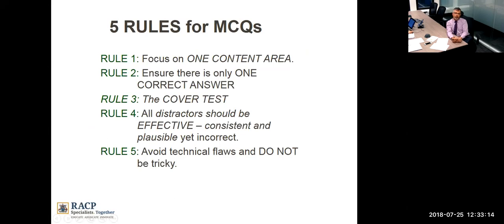Now, I mentioned before the 5 rules of multiple choice. I've created these, so what you can do is keep in your mind these 5 primary rules as opposed to a whole bunch of different things. I'm going to go over them one by one. The first rule is to focus on one content area, balancing and making sure that your questions are focused and you have an idea of what you're trying to assess. Number 2 is to make sure there's one correct answer. Number 3 is a cover test, and I'll go over the cover test in some detail. Then we'll talk about some other tips about distractors, and then avoiding technical flaws and avoiding being tricky.